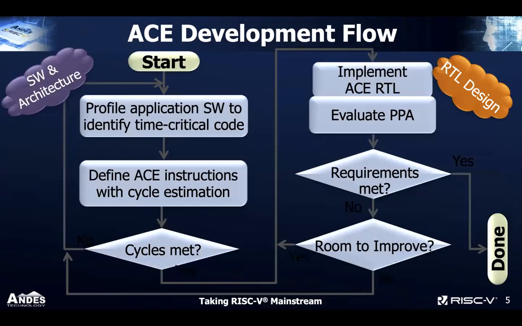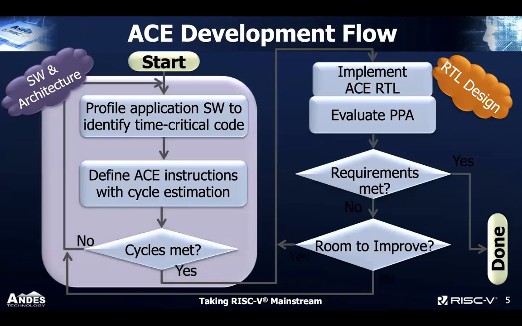So how do we define these? Well, initially it starts with software. We provide the application software to identify time-critical code on a base processor. Once the time-critical code is identified, we could create custom instructions with cycle estimation, using a cycle estimate simulator. And then I could verify whether it meets my performance or not.